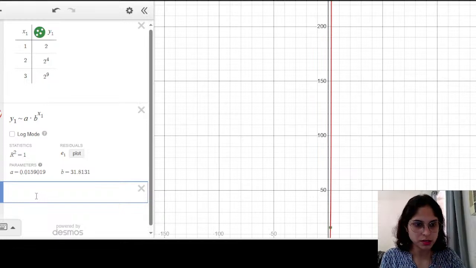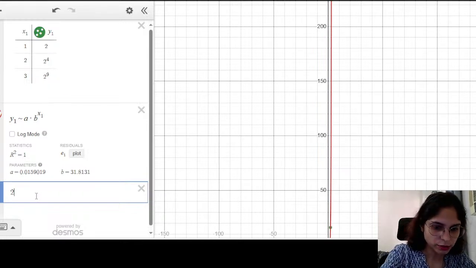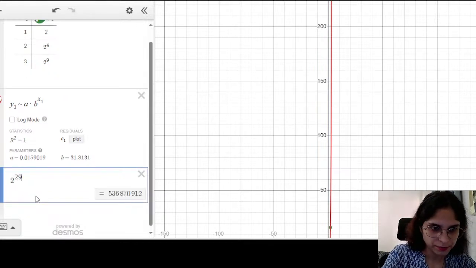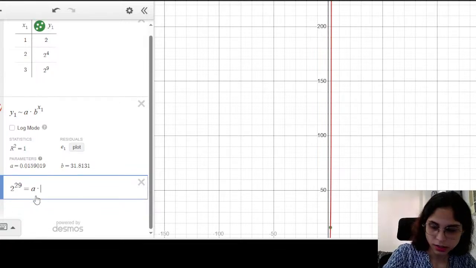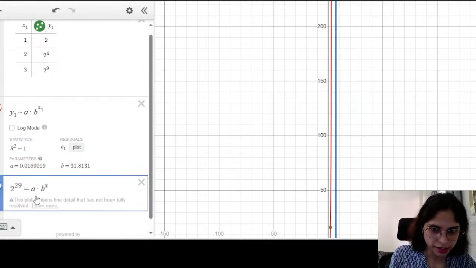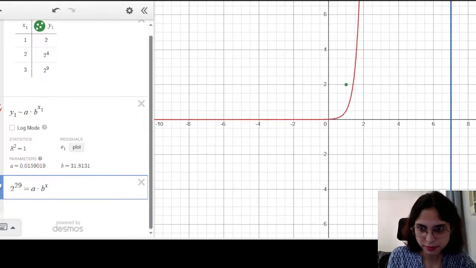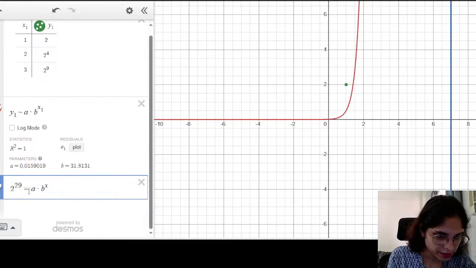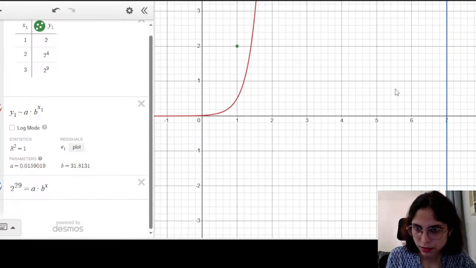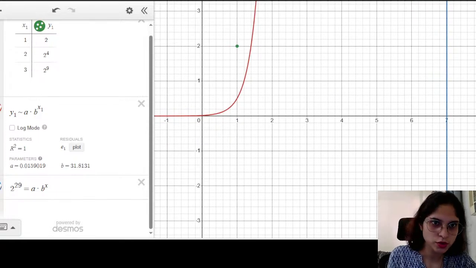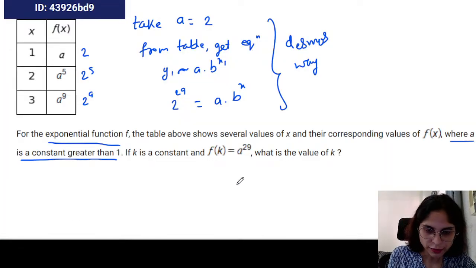You've got weird answers, and now you just write 2 to the power 29 equals a times b to the power x, and x is your blue line, so you look at the blue line: 7. So the value of k is 7.